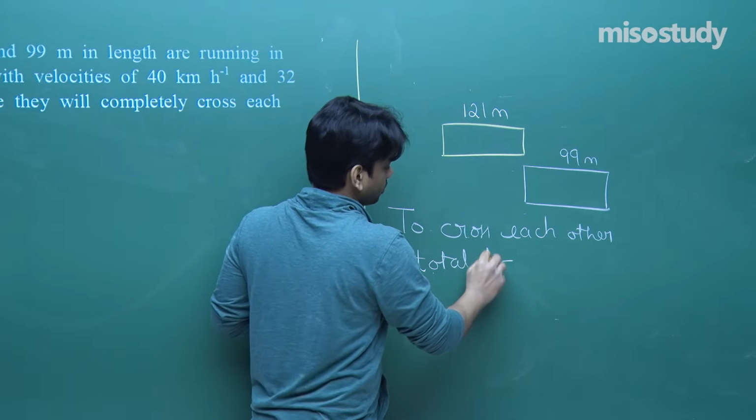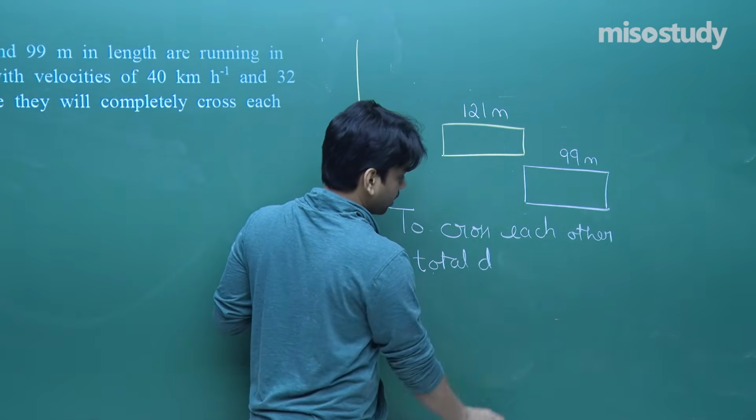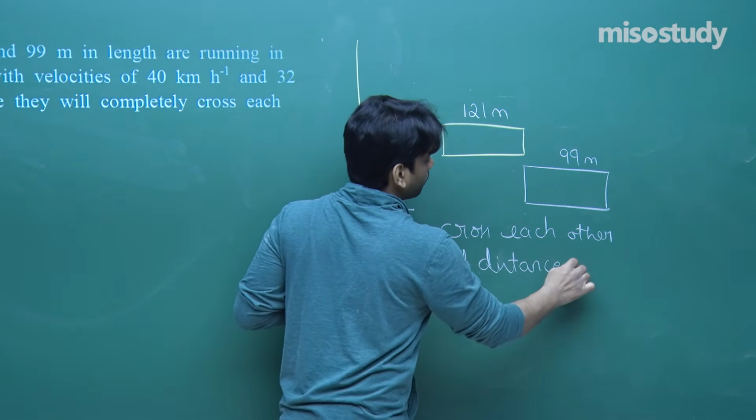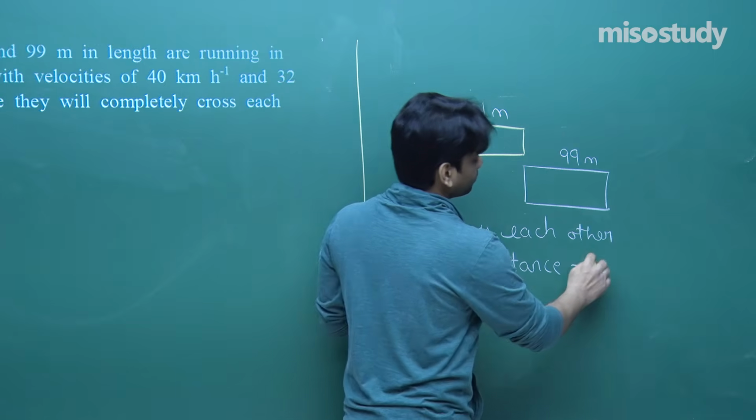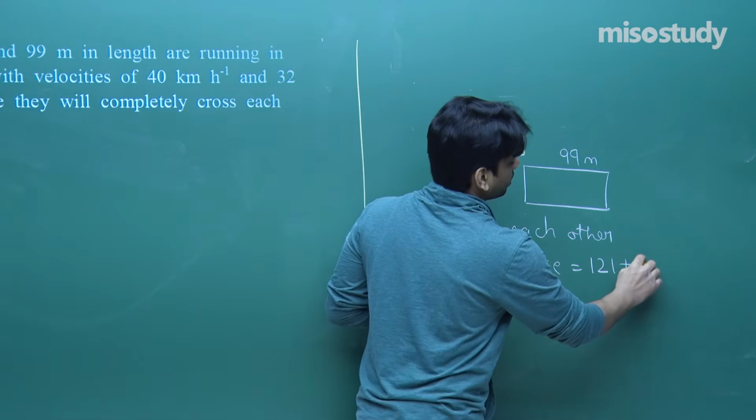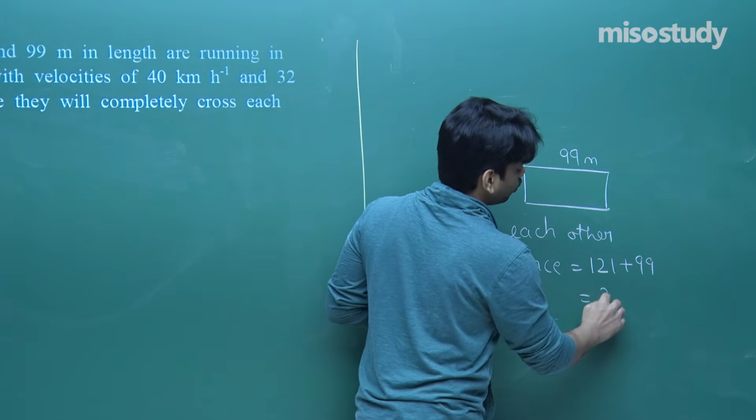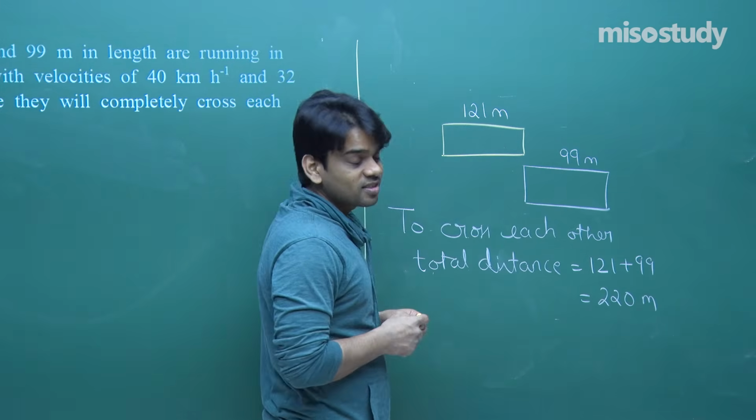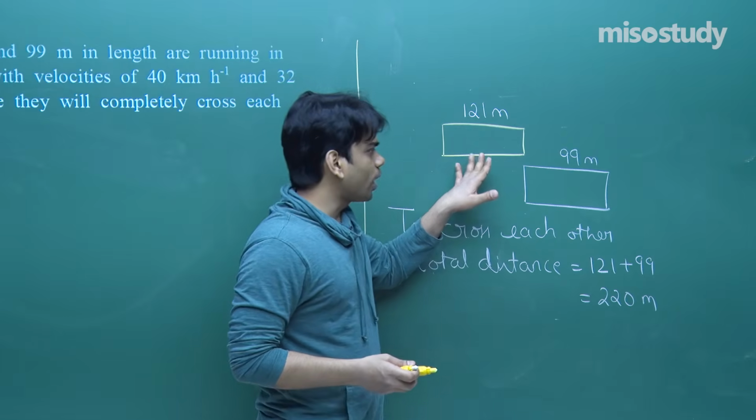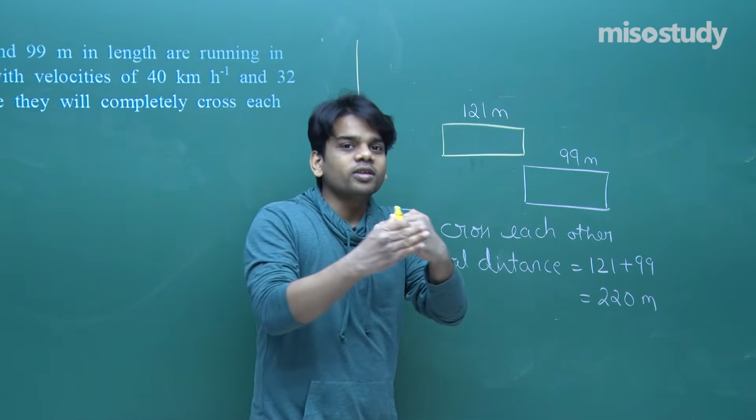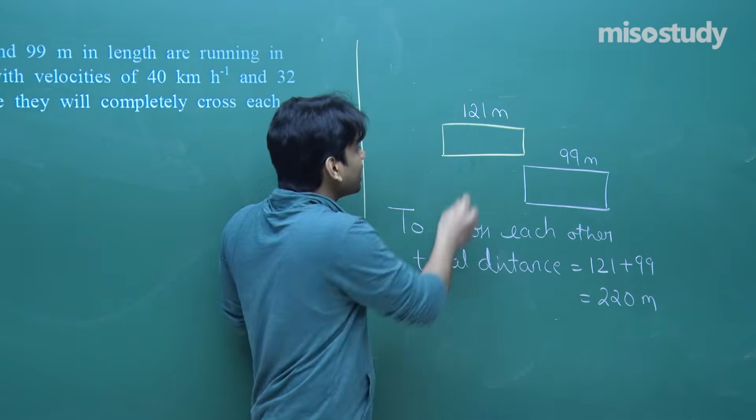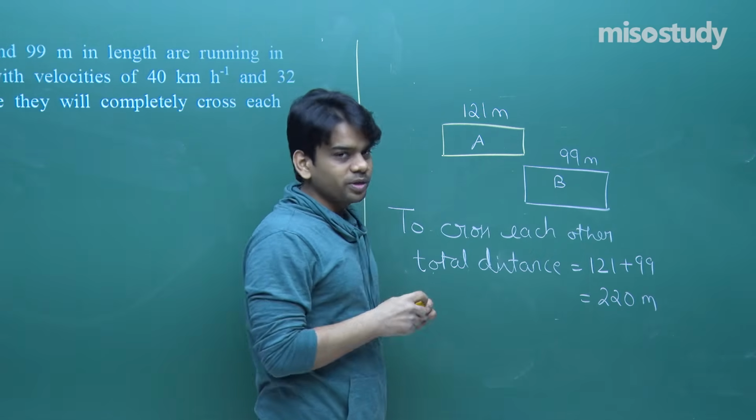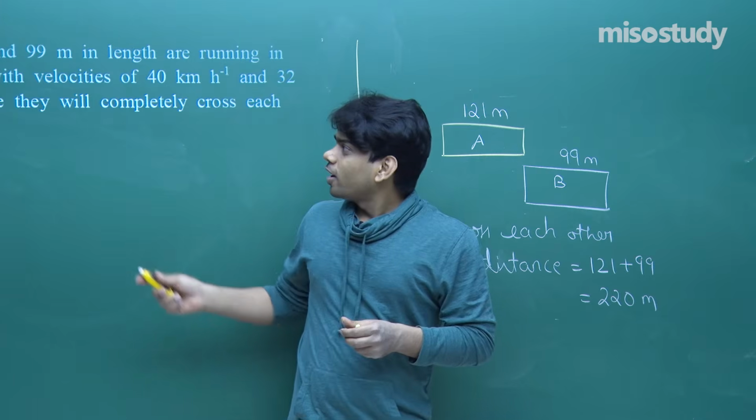Total distance comes out to be 121 plus 99, that will come out to be 220 meter. This will be the total distance traversed. Now you stop one train, both are crossing each other. So if I say that this train is A, this train is B, if I stop this, A has to cover 220 meter to actually cross it.